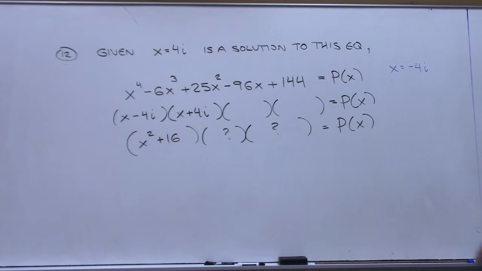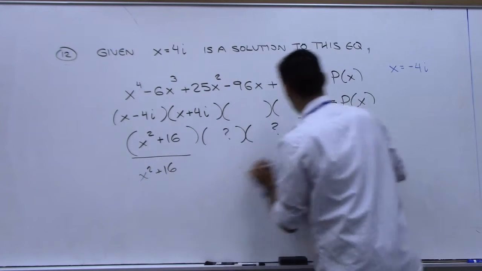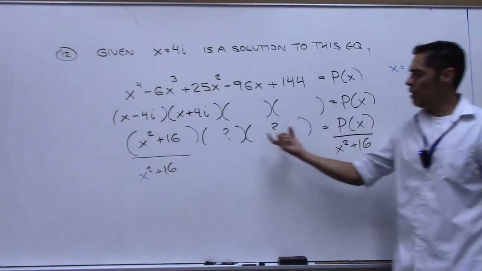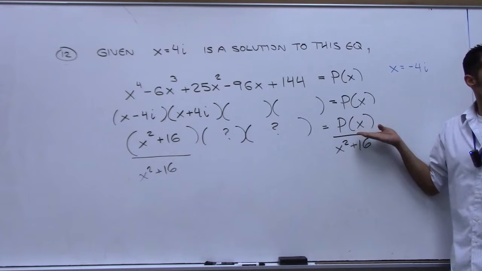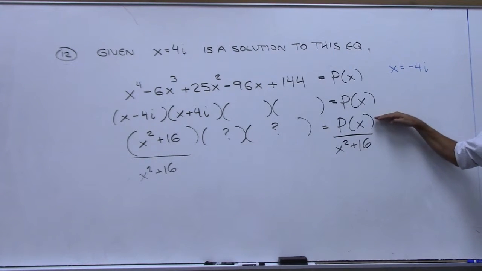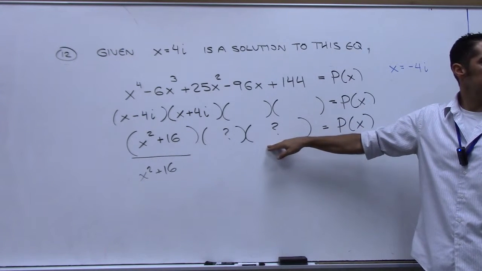If I take this and divide both sides by x squared plus 16, then the question mark is whatever this is, the part I'm trying to find. So if I take my original polynomial and divide it by the x squared plus 16, it should give me these 2 remaining pieces.